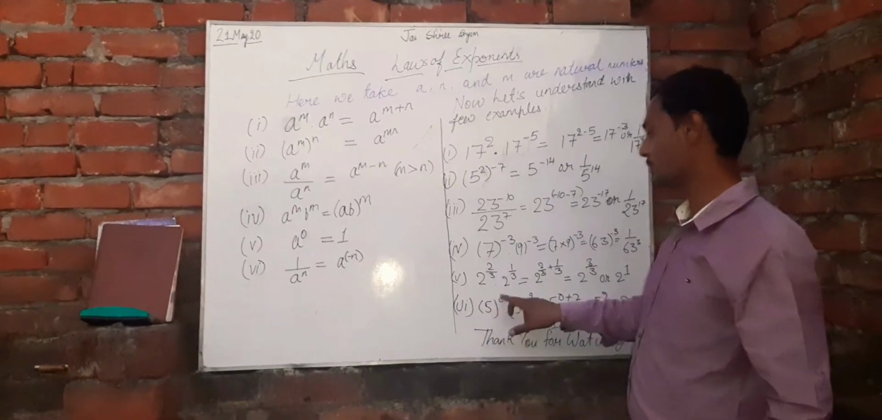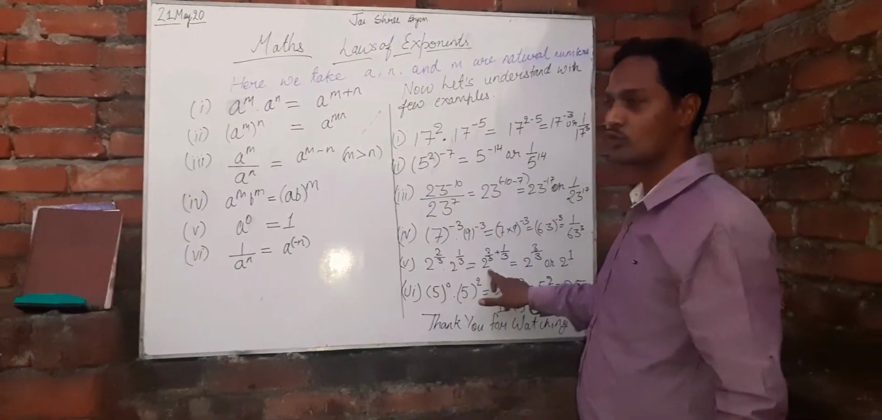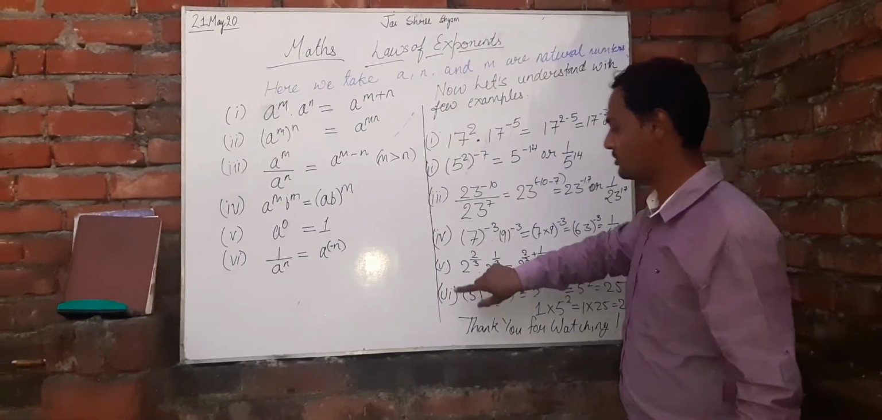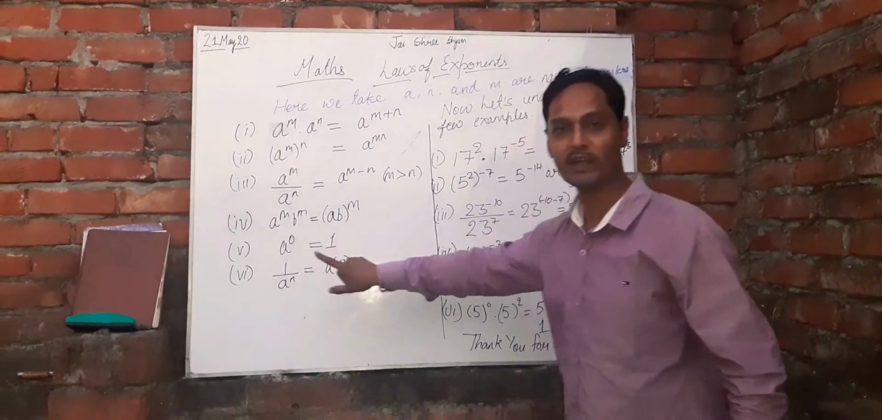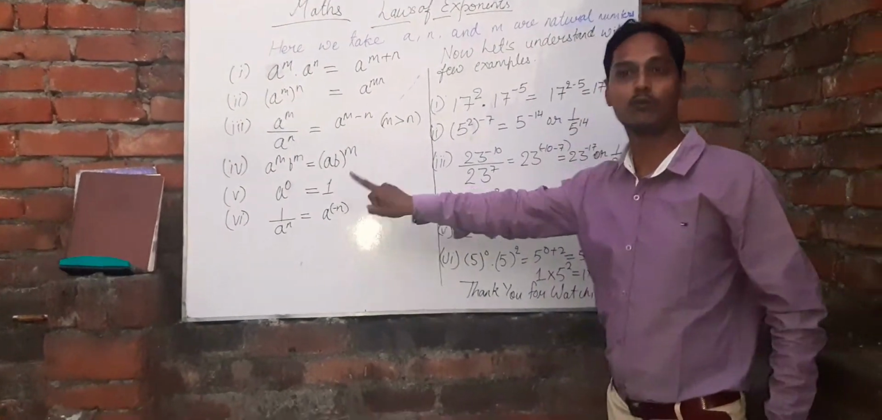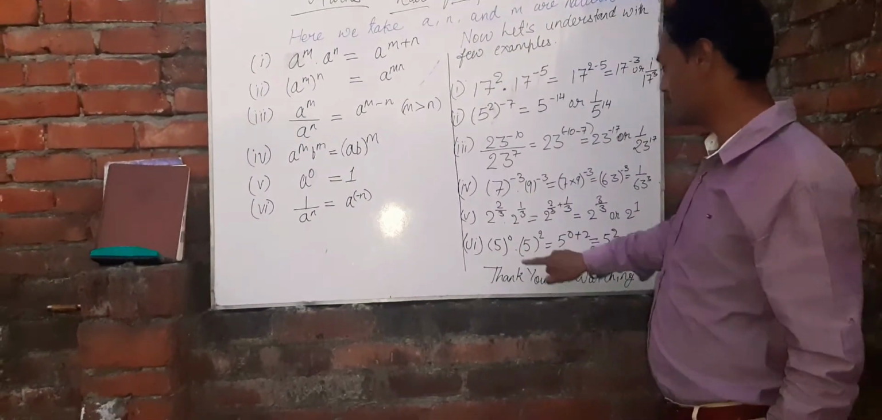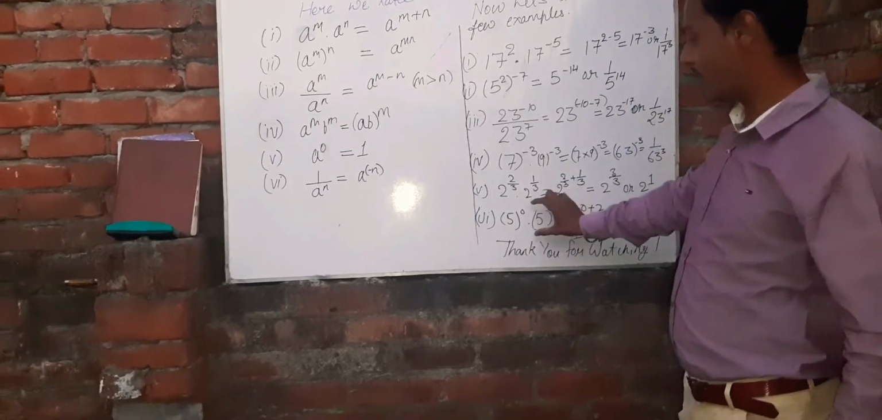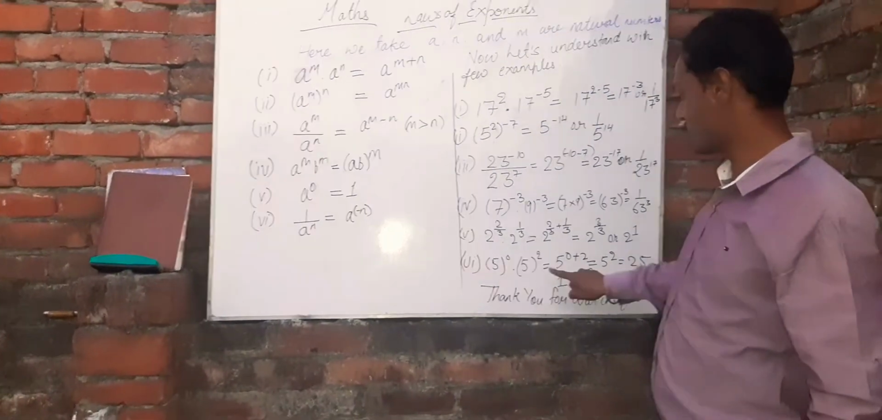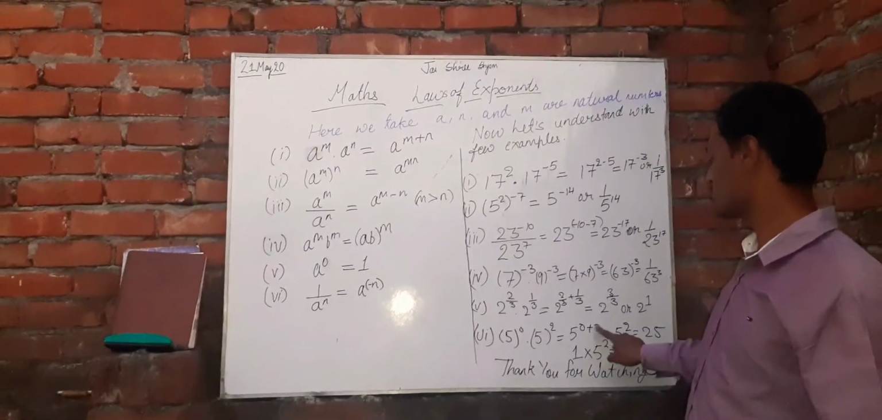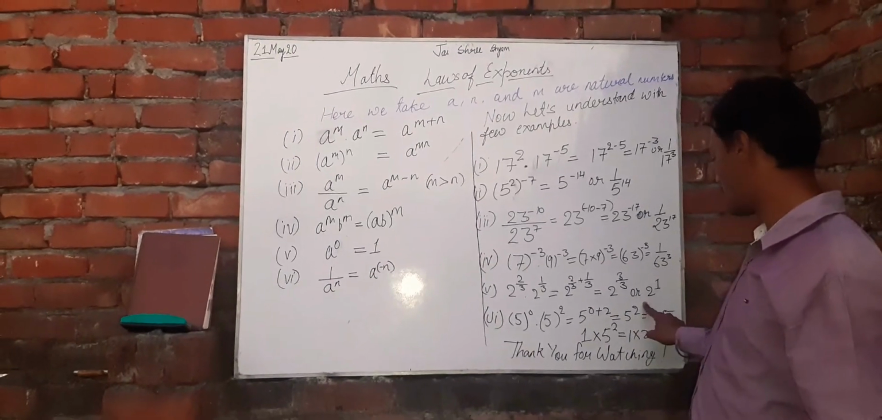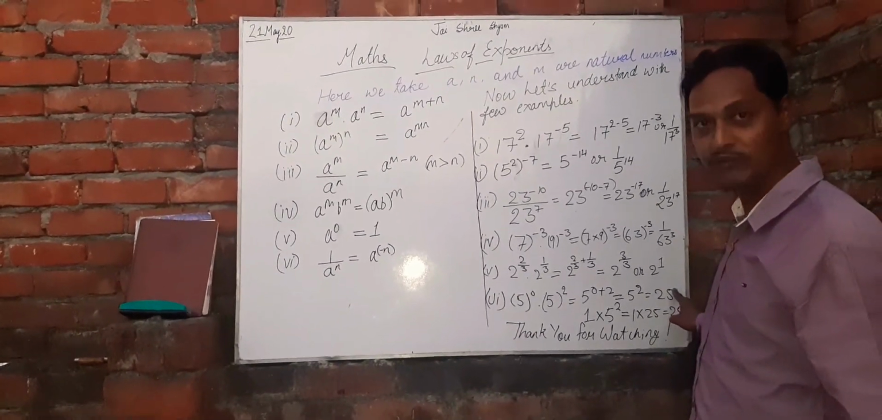Next one, 5 to the power 0 into 5 to the power 2 equals. Now this is a special case, because this identity says that whenever the power is 0, the value you will get is 1. I have taken two methods to do this. First is 5 to the power 0 plus 2, which is 5 to the power 2, and 5 fives are 25.